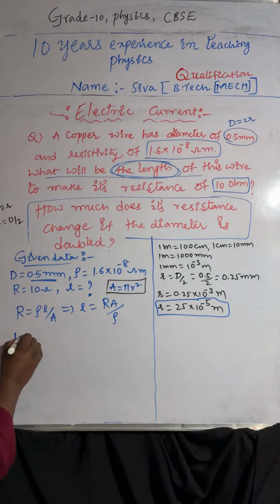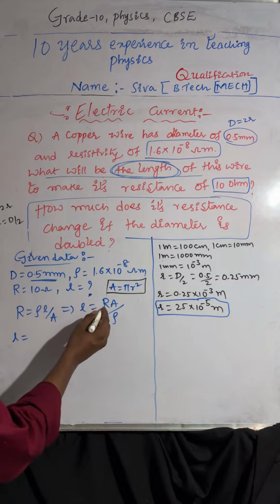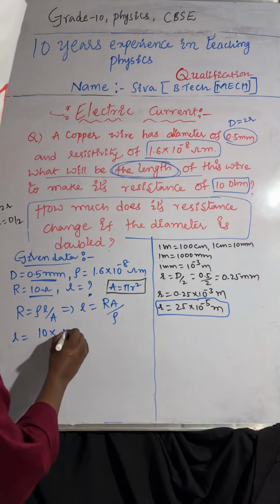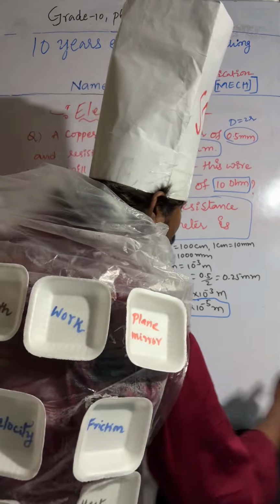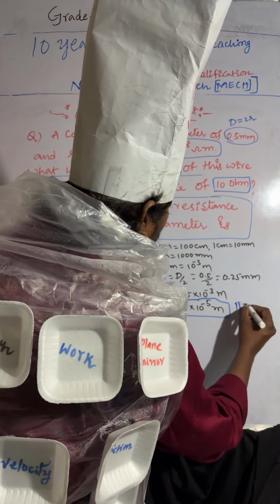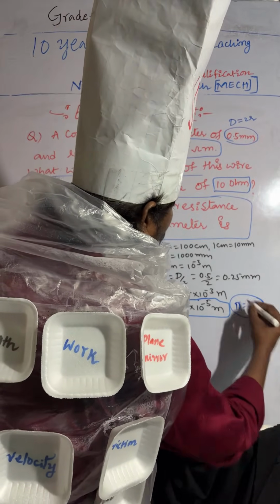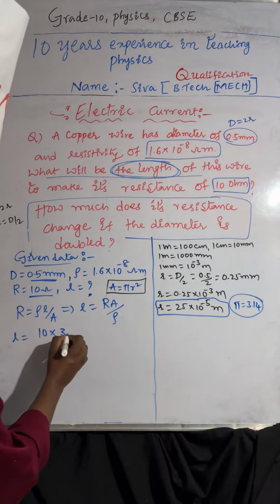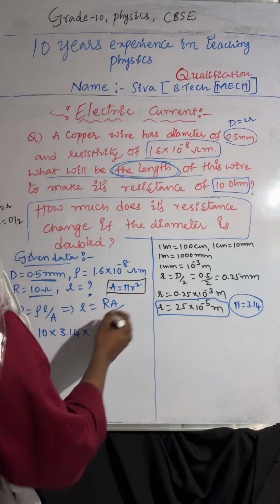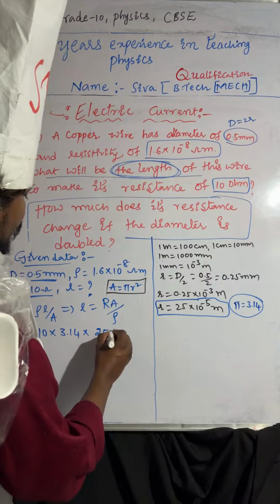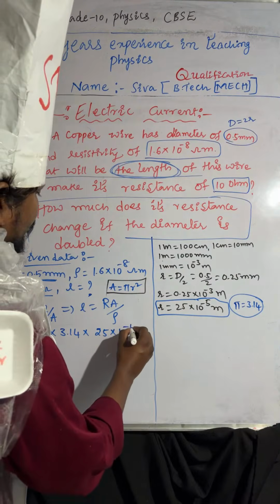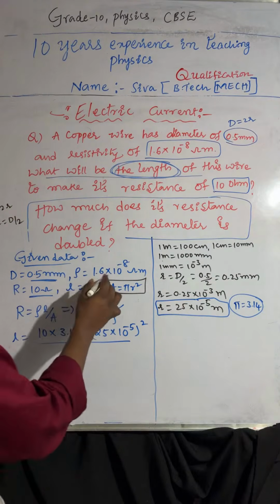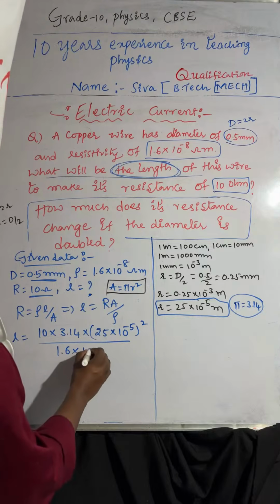Then you have to find out L. R equal to 10, so 10 into area pi r square. Pi is nothing but 3.14, pi value I am writing here. So 3.14 into r square, which is 25 into 10 power minus 5 whole square, divided by rho, which equals 1.6 into 10 power minus 8.